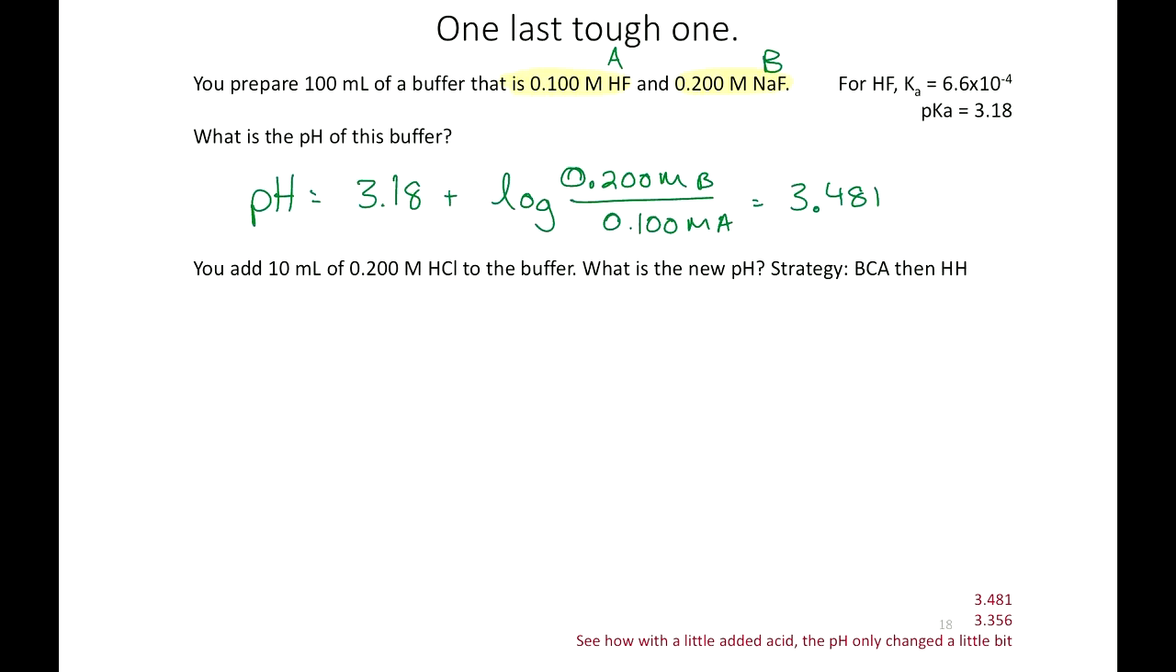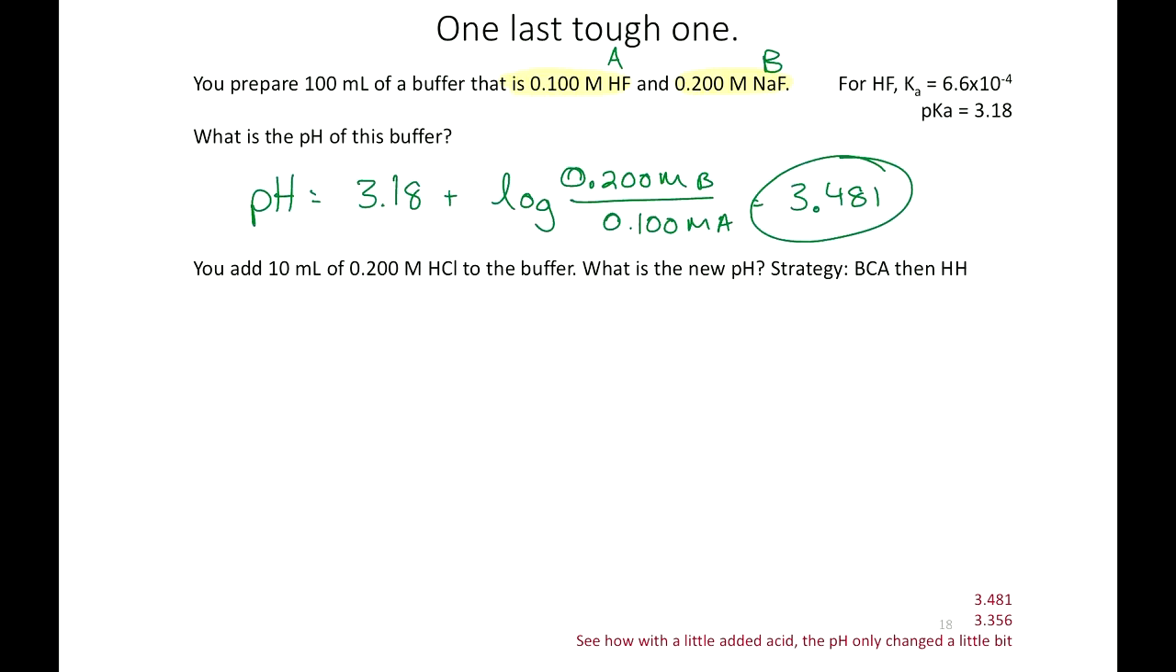Right? So there's our pH initially. All right, so let's say we add 10 milliliters of strong acid, so HCl, to this buffer. What is the new pH? So before we move on, if we start with a buffer and add acid, how should the pH change? It should become more acidic, yes.